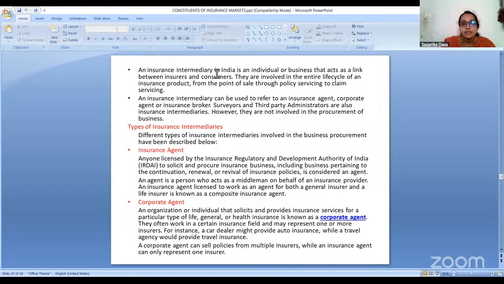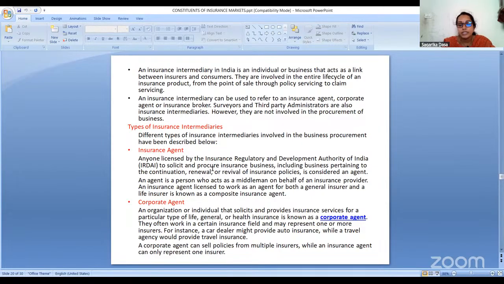Now, an insurance intermediary in India is an individual or business that acts as a link between insurers and customers. Insurance industry intermediaries are the individuals or the businesses who act as a link between the policy holders and the insurance companies. An insurance intermediary can be an insurance agent, a corporate agent, or an insurance broker. Surveyors and third-party administrators, TPAs, are also insurance intermediaries. Let us study all these intermediaries individually.